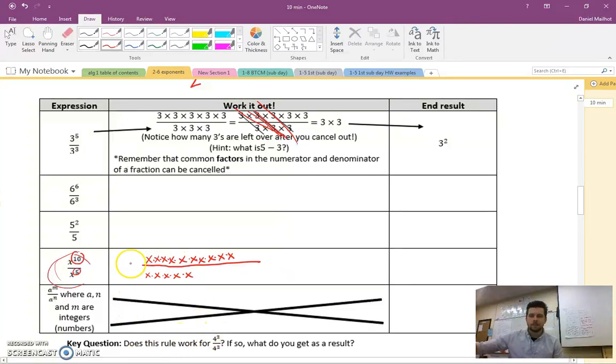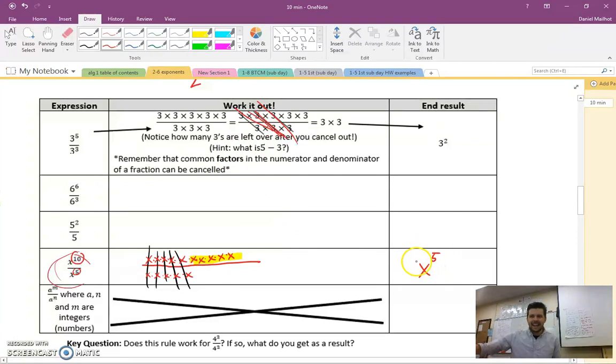You can cancel them out. This is where it gets exciting. Cancel them out. How many x's are left? These ones right here. I'm counting 5, right? We crossed out, there was 10 on top. We crossed out 5 of them. So how many are left? Well, there's 5 x's being multiplied together. That would be x to the 5th.